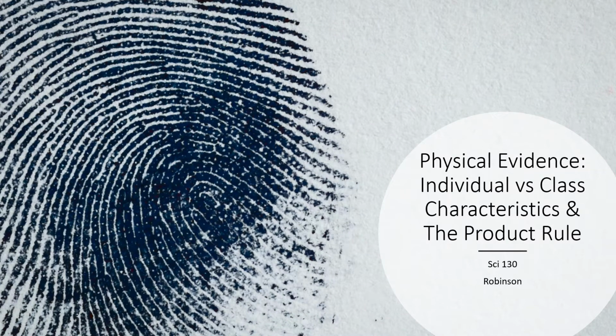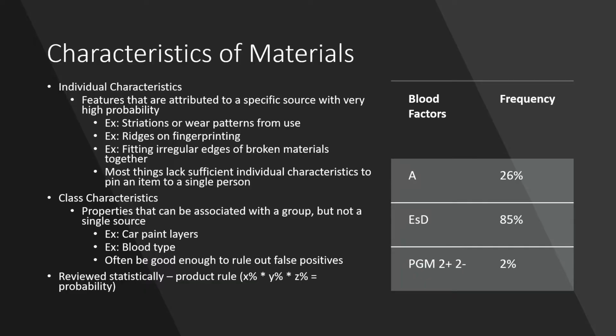Physical evidence, individual versus class characteristics, and the product rule. A very important concept for you to understand is the difference between individual characteristics and class characteristics. When you're testing a piece of physical evidence, you're trying to determine what characteristics it has, what properties, what traits that material within that piece of evidence has.